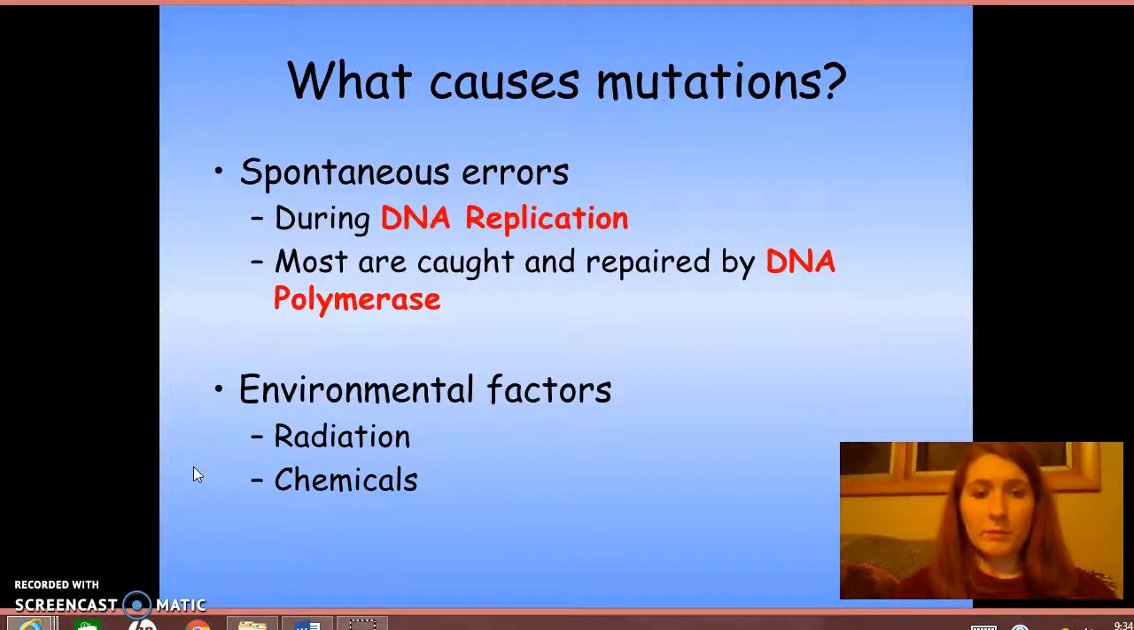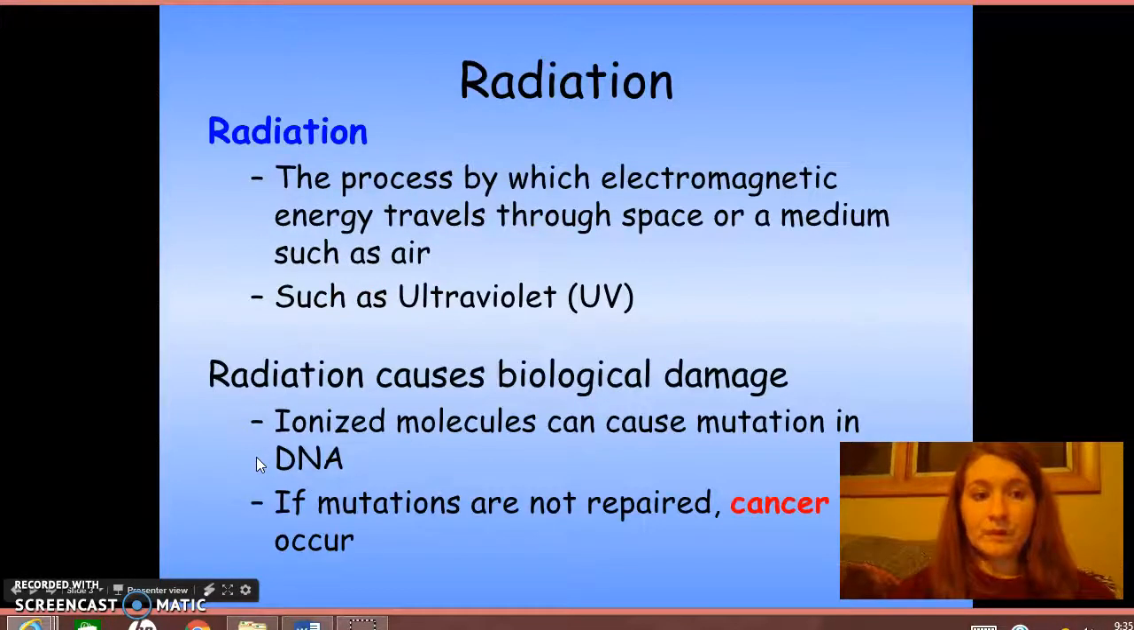There are also environmental factors that can lead to mutations, such as radiation or different chemicals. Radiation is the process by which electromagnetic energy travels through space or a medium such as air. An example of this would be ultraviolet or UV. Another example would be gamma rays or X-rays, which can lead to cancer, and those mutated cells will replicate.